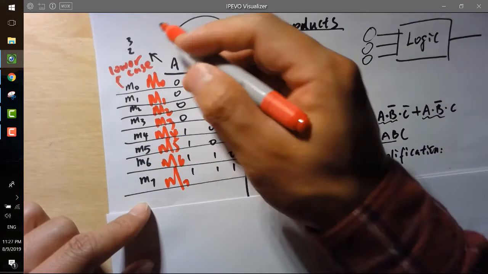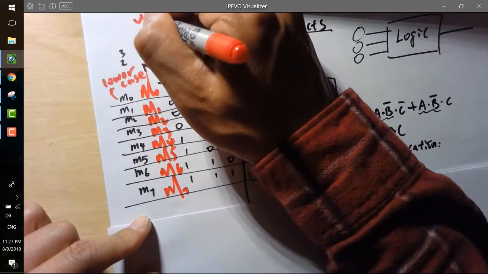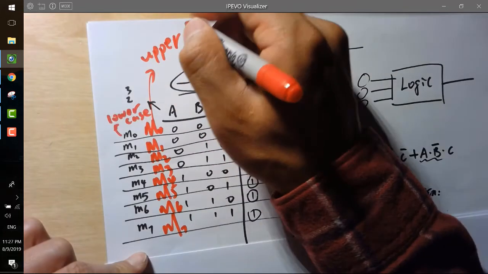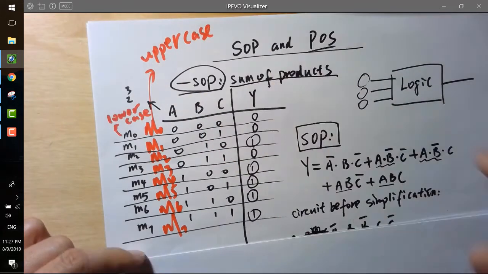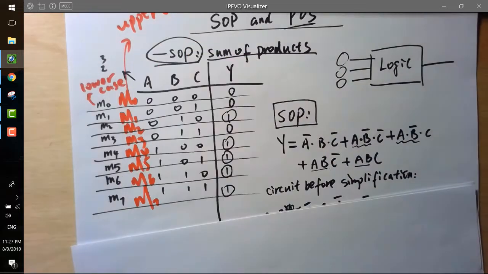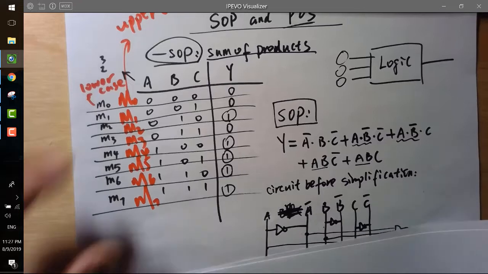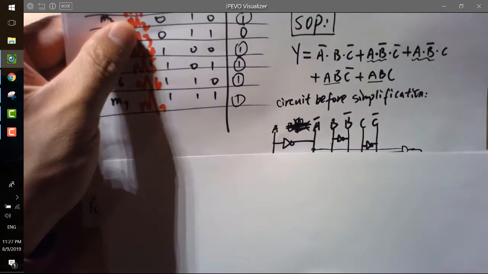Not lowercase, but uppercase. Okay, and they are representing what's called a max term. I'm going to show you what that is later, but let's do it first.